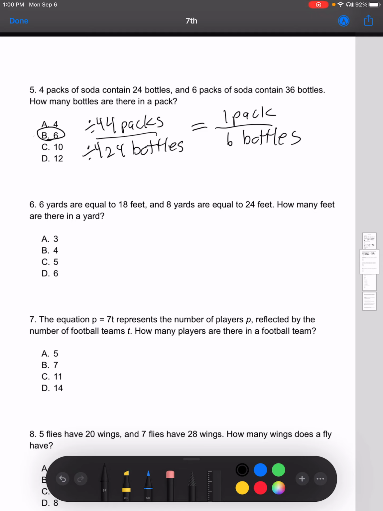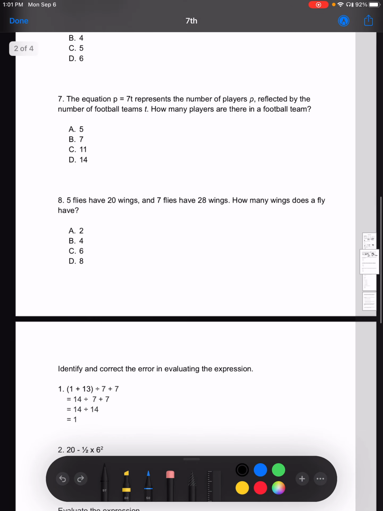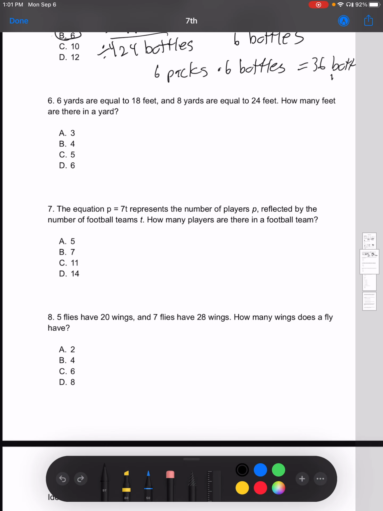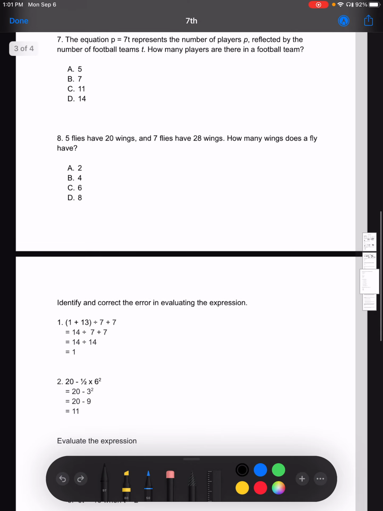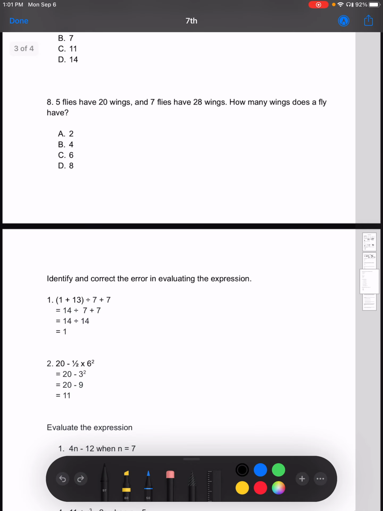Our answer will be B. And to further check this, if one pack has 6 bottles, they tell us that 6 packs of soda contain 36 bottles. 6 packs, and we know that for every pack there are 6 bottles. That gets us 36 bottles, which matches up to the information they give us right there. So that's just another way to check your proportions. These are all just the same general proportion problems. Basically, just set up proportions, simplify them, and all that.